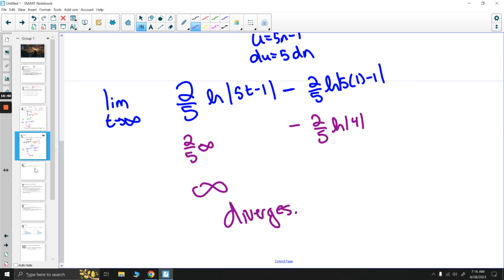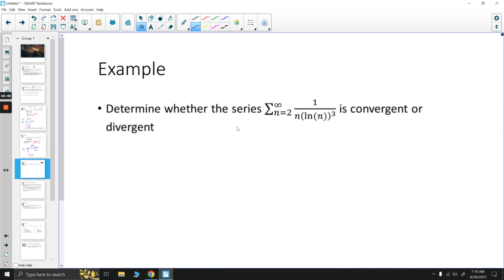Okay. Let's take a look at another one. Determine whether this series 1 over n (natural log n) cubed is convergent or divergent. And this is from n equals 2 to infinity. The reason why is because natural log of 1 would be 0, and dividing by 0 would be a problem here. So this is one of those cases where, like I said, it doesn't actually matter that n is not 1 on our interval. Okay?